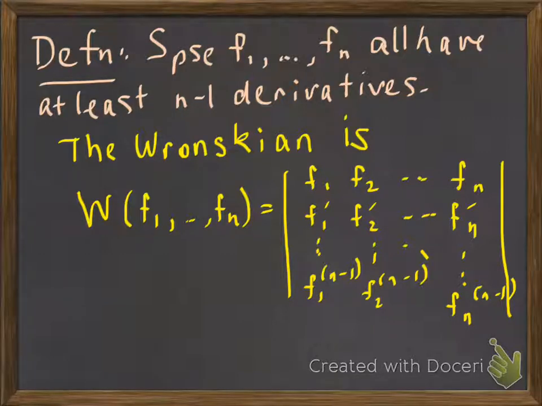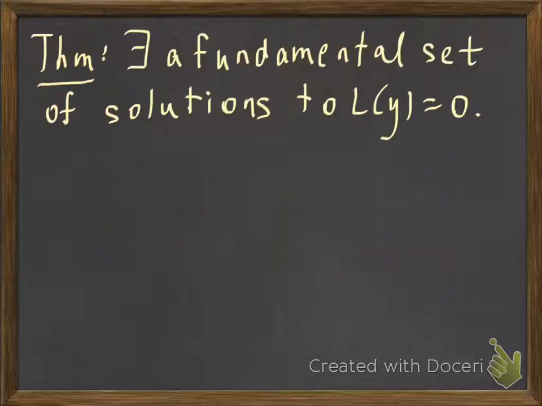And what is it? It is the determinant of the matrix that is shown here. So I take the first row of my matrix to be my n functions. The second row is the first derivative of the n functions, and so on. And then the last row is the n minus first derivative of the n functions. And those straight lines on the side of the matrix say take the determinant. And it's going to turn out that the Wronskian is going to help us determine if a set of n functions is a fundamental set of solutions.